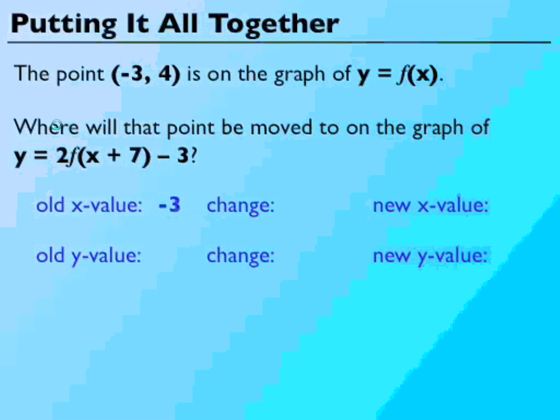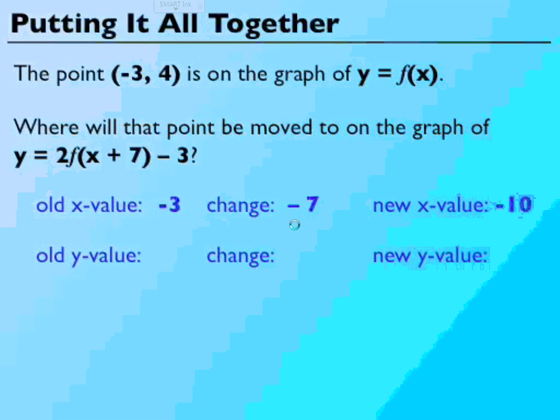Think about these 3 things that are happening, the +7 in there, the multiplication by 2 out front, and the -3. Only one of those things shifts the point left and right, thus changing the x value, and that's the +7. And the +7 shifts it left, so our change is -7, and our new x value is -10.